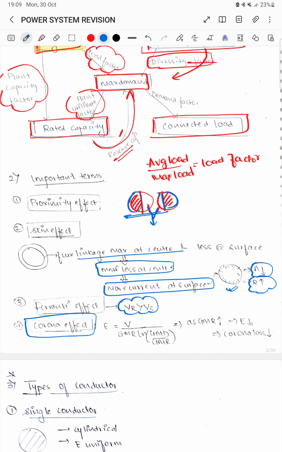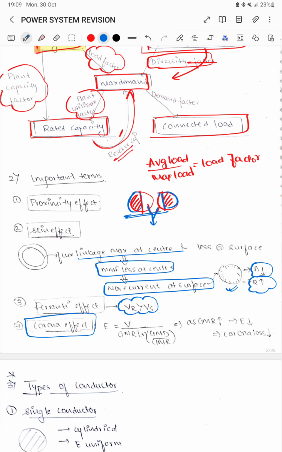Corona loss is directly proportional to electric field, and electric field is inversely proportional to GMR. So as GMR increases, electric field reduces, and so corona losses reduce. So in our whole study of types of conductors, we will try to increase the GMR. We will see how we increase it further.